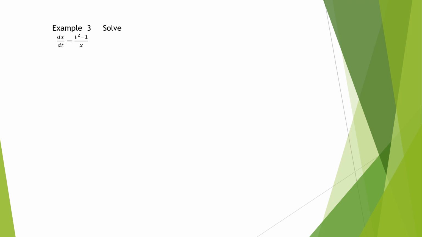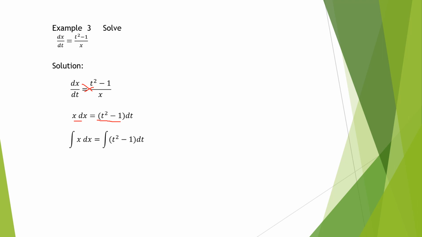Solve this differential equation dx/dt equals t squared minus 1 over x. Obviously, this is variable separable. This is a function of both x and t and can be separated. The next step, this is the original problem. Just cross multiply there. You have x dx equals t squared minus 1 dt, and integrate both sides.